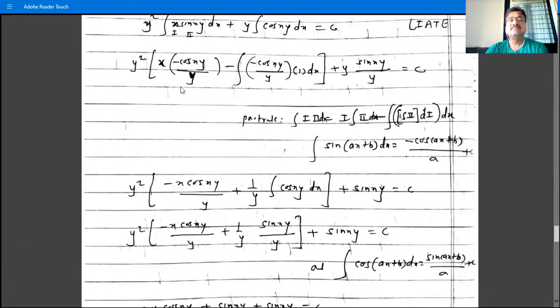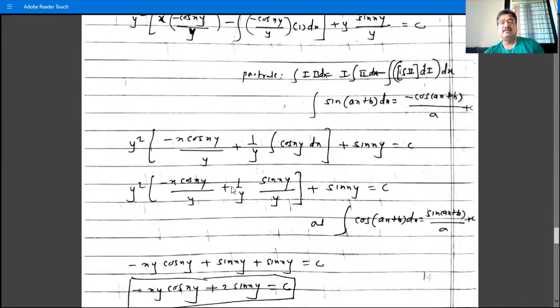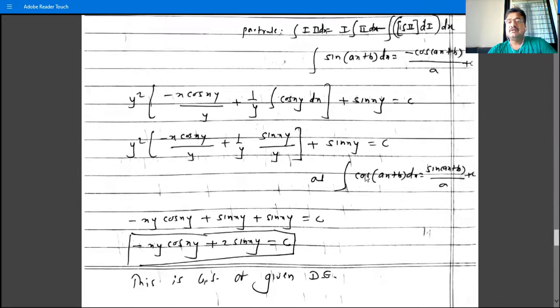So simplify this. Multiply by y square: x into minus cos(xy) divided by y, plus, now minus and minus become plus, 1 by y integration of cos(xy). Y is a constant quantity, so take it outside the integration: 1 by y, and minus minus become plus, cos(xy) dx, plus the constant. And then the integration of cos(xy) with respect to x is again cos(yx), so sin(yx) divided by y, plus the remaining quantities.